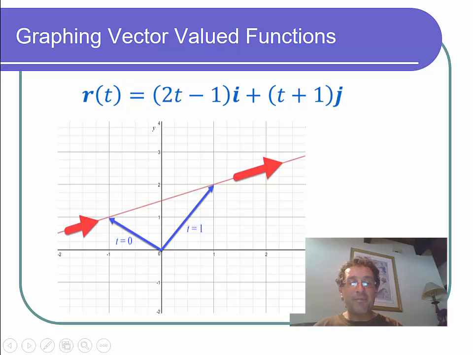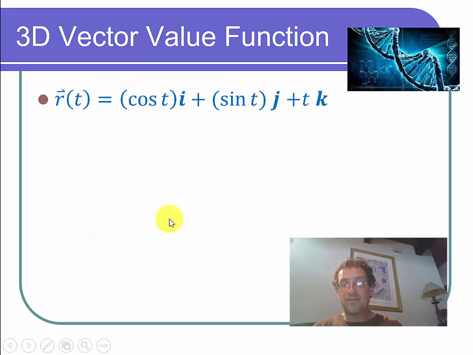Let's look at another example that's a little more complicated because it's going to be in 3 dimensions. So let's suppose that r of t is equal to cosine of t i plus sine of t j plus t k. And I want to sketch the graph of this vector-valued function. So the first thing is that if we kind of ignore this k, that would be looking at the shadow of the graph down on the xy plane.